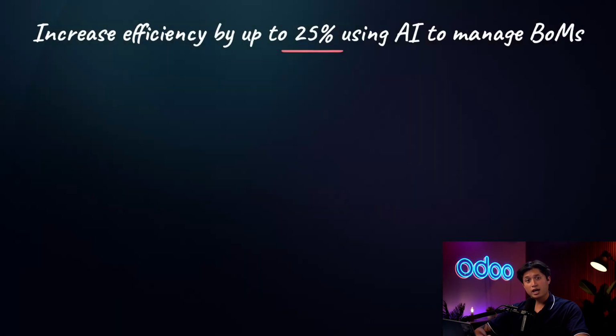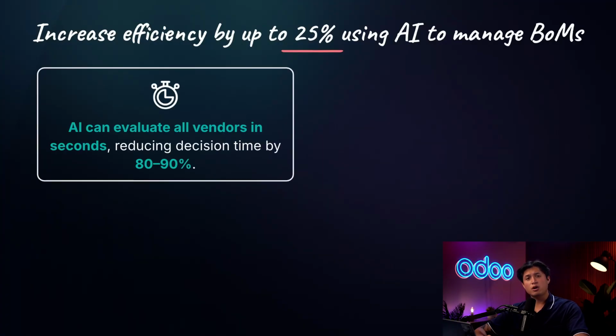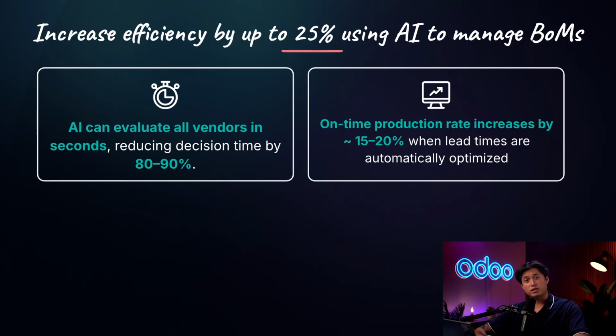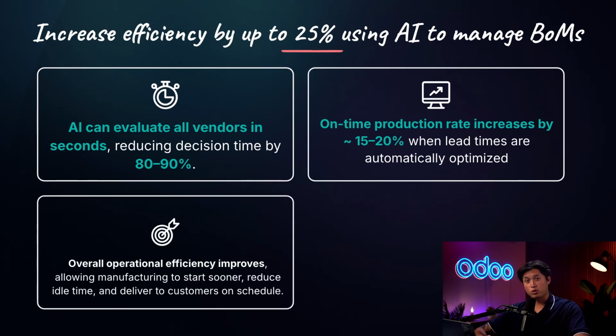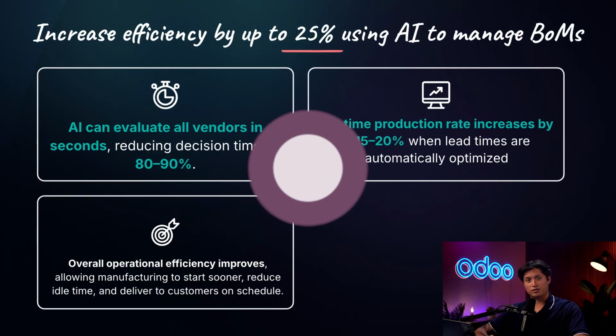With one click, AI optimizes vendor lead times across the entire BOM, boosting overall efficiency by up to 25%. It can also increase on-time production rates by 15 to 20%, and it reduces idle time and keeps our manufacturing schedule on track. So let's jump into our database and see how this works.